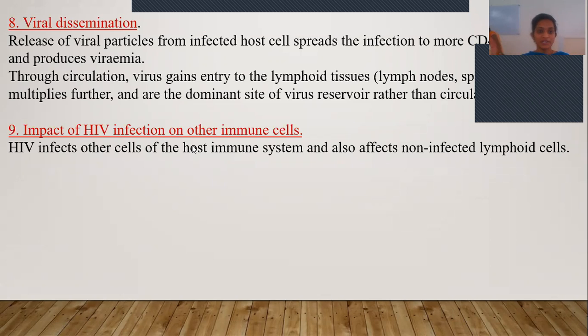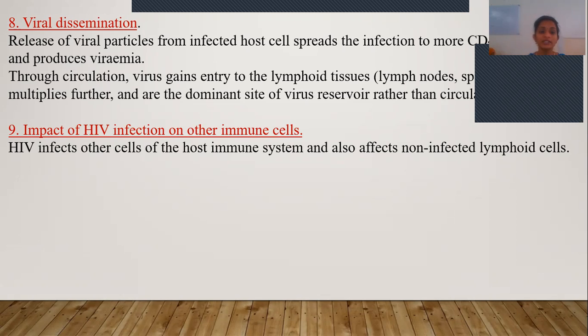So viral dissemination is nothing but the spread of the virus particles that were produced in large numbers. They will enter into the systemic circulation by destroying the CD4 host cells. Once in systemic circulation, they not only enter the blood, but also gain entry into the lymphoid tissues like lymph nodes, spleen, and all the lymphoid tissues. It will gain access, and there it will be multiplied. Here the lymphoid tissues will act as a reservoir compared to the systemic circulation. So that we call viral dissemination.